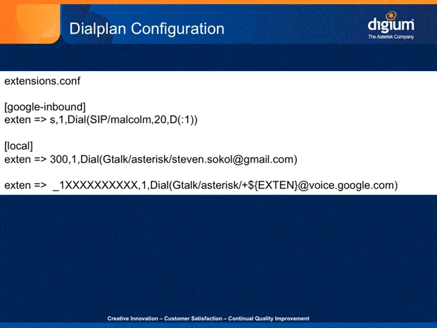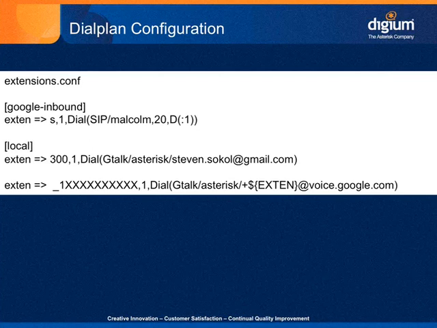Notice that we're going to do a 20-second dial time out there, and we're going to use the D option. Let's talk about that. Google has an option for screening Google Voice calls, so that when a user calls you, Google asks you to press 1 to accept the call. Now, Google also has an option to record your voicemail, transcribe it into text, and then email it to you.